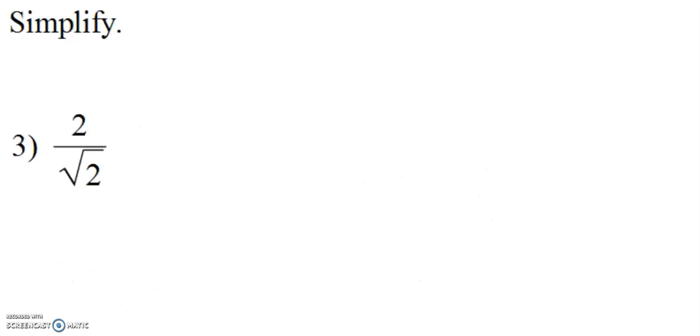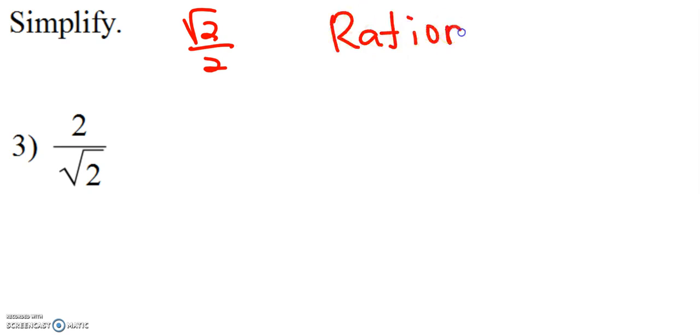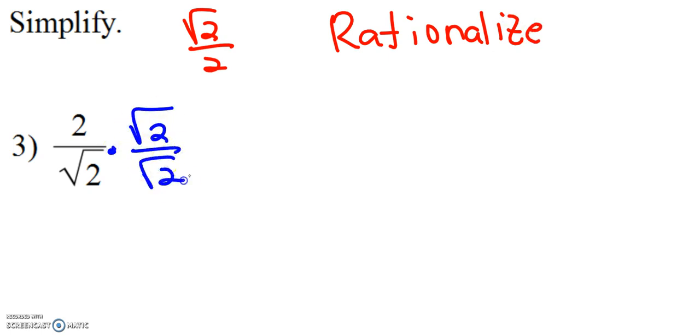Okay, so now what happens if I have a radical in a fraction form? If the radical is on top, so if this was square root of 2 over 2, no problem. The problem is the radical's in the denominator, and we can't have a radical in the denominator, so we have to rationalize. We need to get the radical out of the denominator. So to do that, we're just going to multiply the top and the bottom by radical 2. So on top, when I do 2 times radical 2, I'm just left with 2 radical 2.